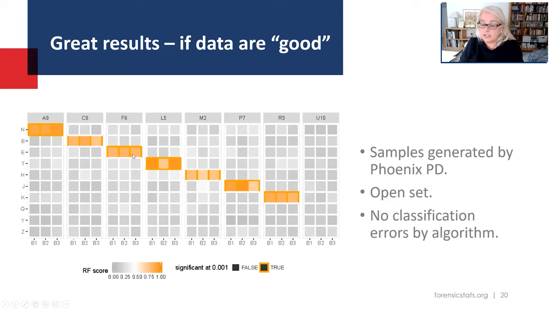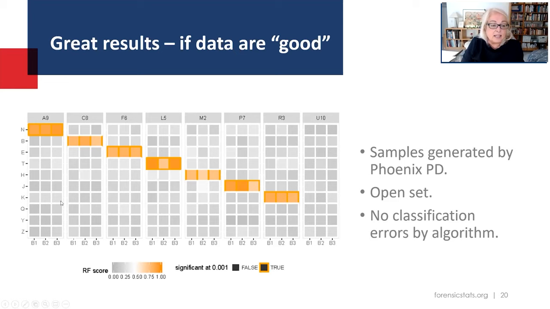Where you see orange, that means high similarity. So for example, question bullet N had very high similarity scores when compared to the three test shots from barrel A9, and very low similarity scores when compared with the test shots from any one of the other barrels. B had very high similarity with the three test shots from barrel C8 and very low elsewhere, and so on. And then you can see that the last three question bullets, Q, Y, Z, didn't have high similarity with any of the reference shots from any of the barrels.